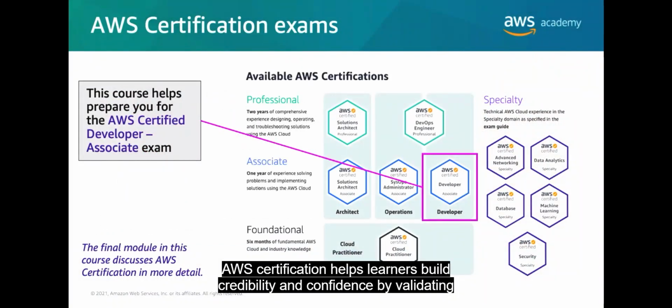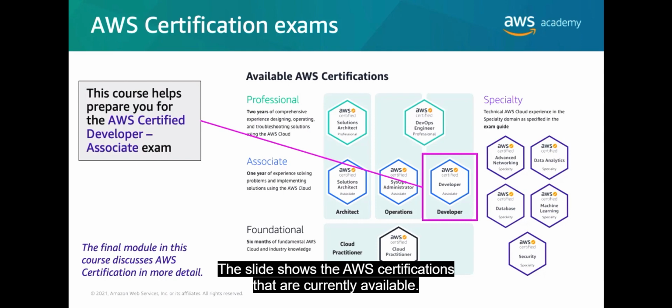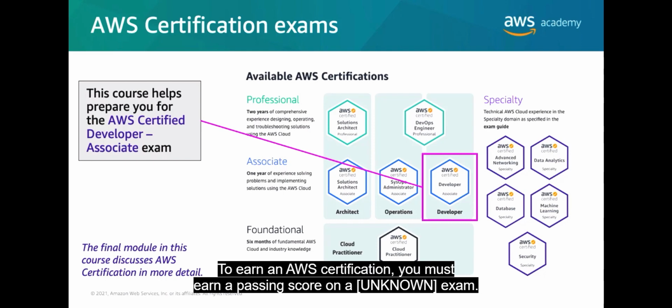AWS certification helps learners build credibility and confidence by validating their cloud expertise with an industry-recognized credential. Certification helps organizations identify skilled professionals who can lead cloud initiatives using AWS. The slide shows the AWS certifications that are currently available. To earn an AWS certification, you must earn a passing score on a proctored exam.